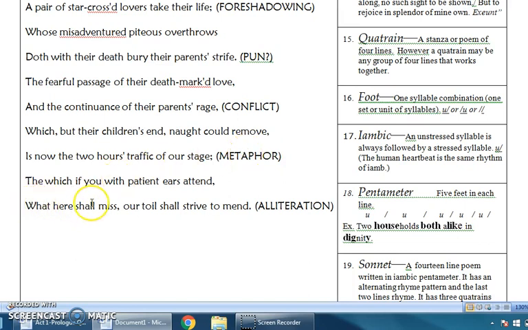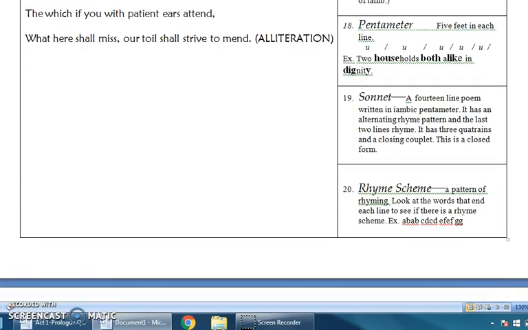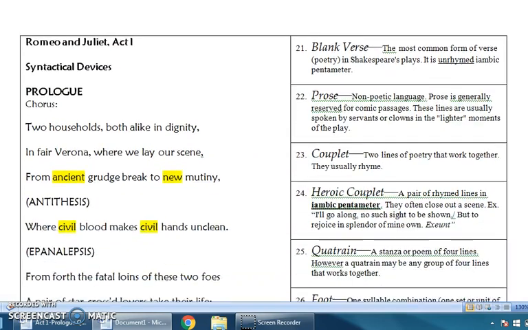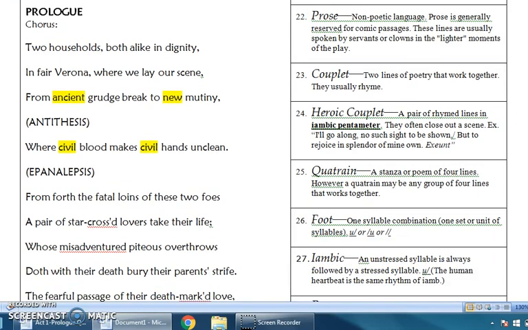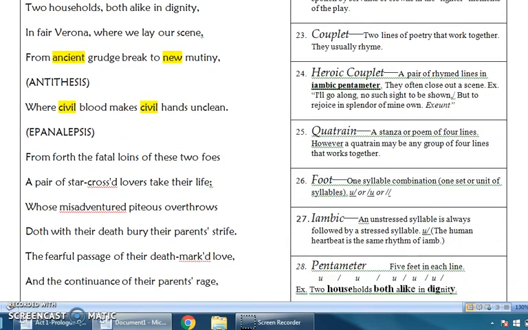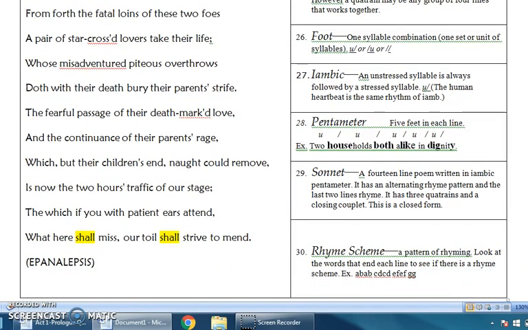And the last literary term that I found was alliteration again with shall, and strive. More alliteration. I would love it if anybody finds something that I missed. Let me know. And then I have Romeo and Juliet syntactical devices. And I didn't find that many in the sonnet. It's just 14 lines, so I don't think there could be a whole bunch. But if you find something that I didn't see, please let me know.